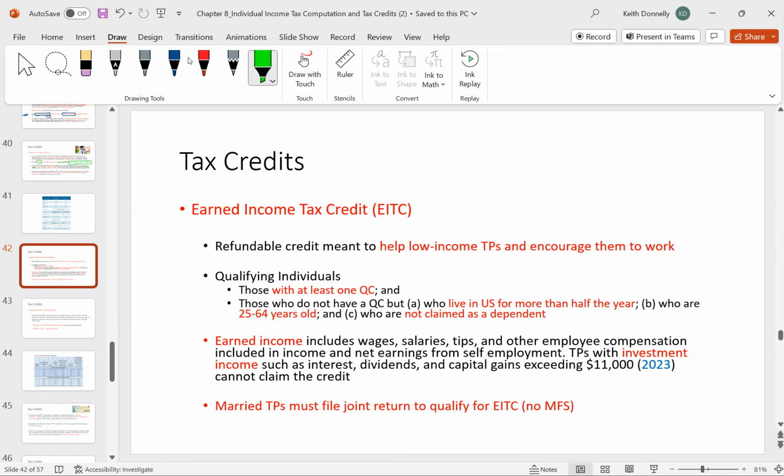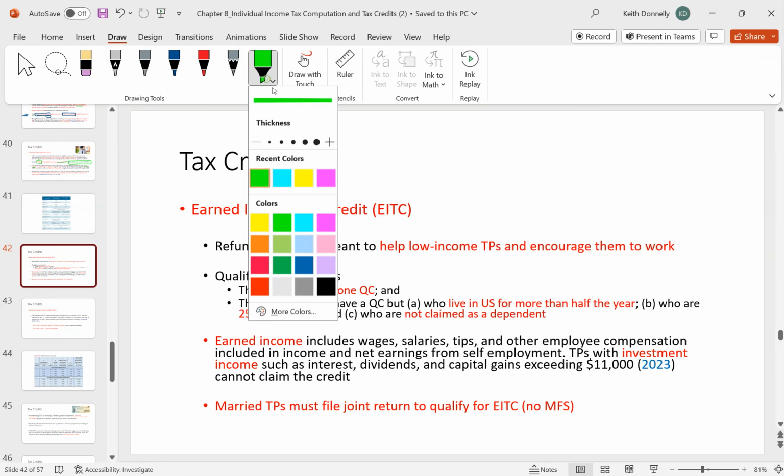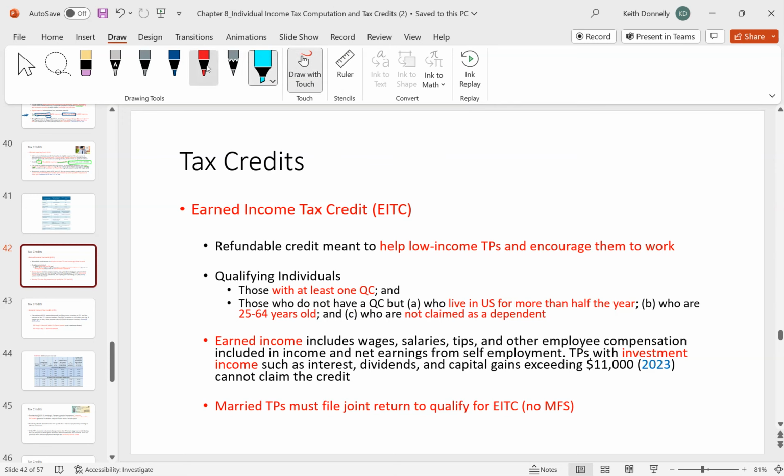Next one here is the earned income credit, the earned income tax credit. Essentially, this is to help low income individuals. It's trying to really encourage them to work. And one thing with it, it's a refundable credit. So really the idea with this is it's meant to be almost like a stimulus check, because it's a refundable credit. It's going to get them into refund land. We're trying to encourage them to work.